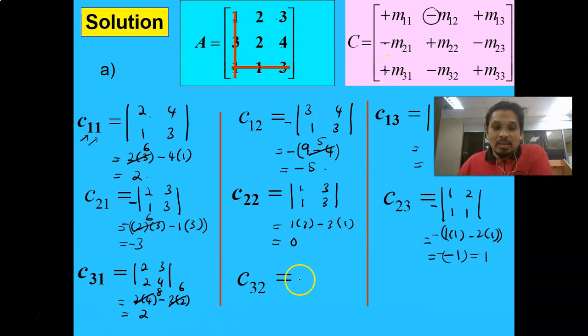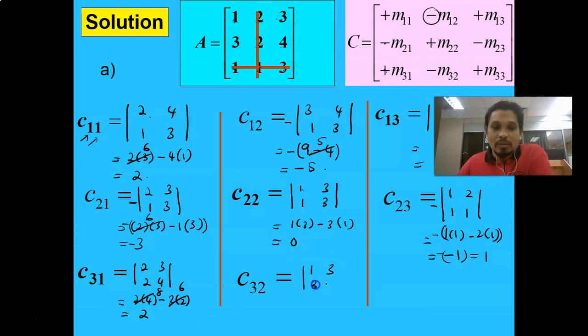Next, C32. We hide the element in row 3 and column 2. You can see here what is left: 1, 3, 3, 4.